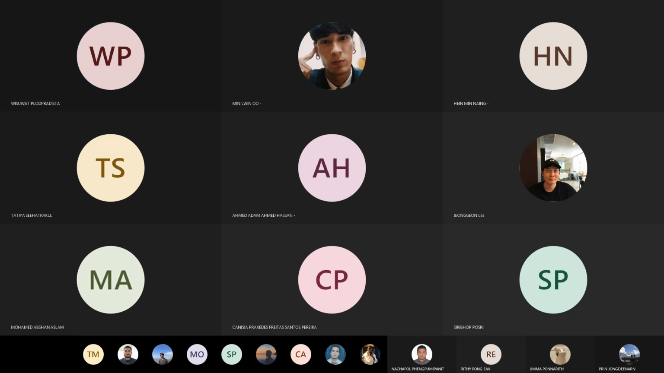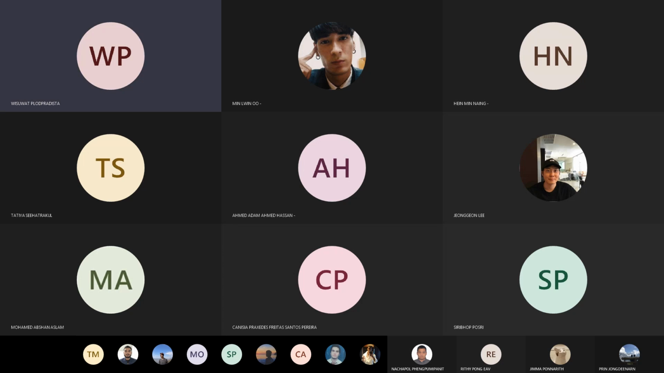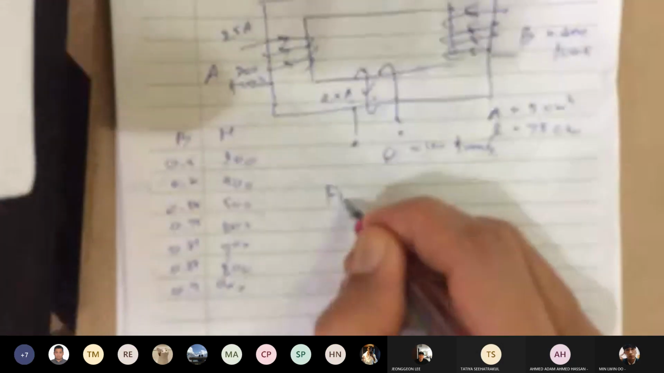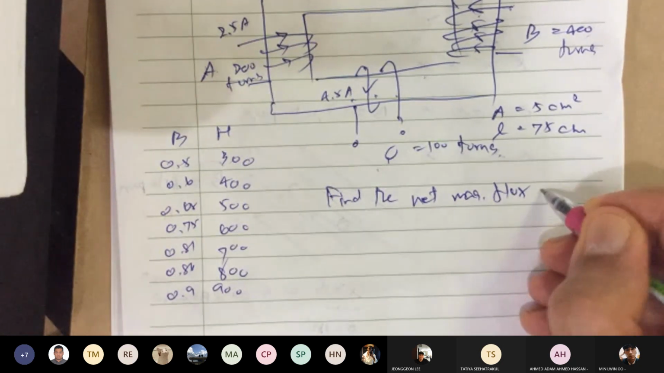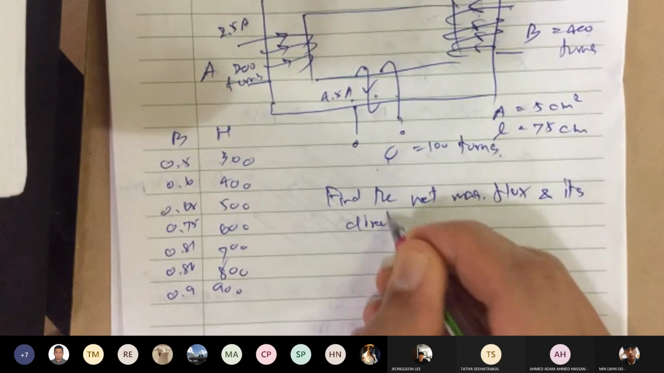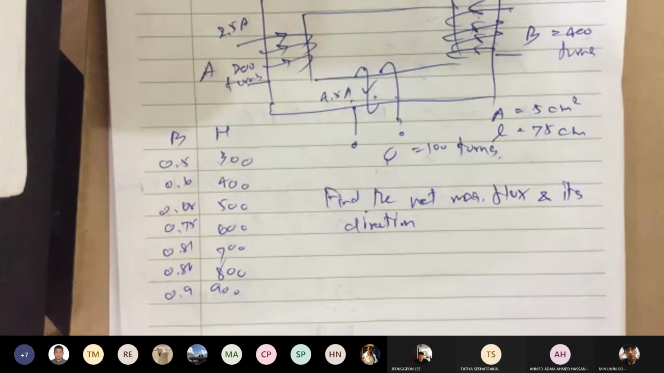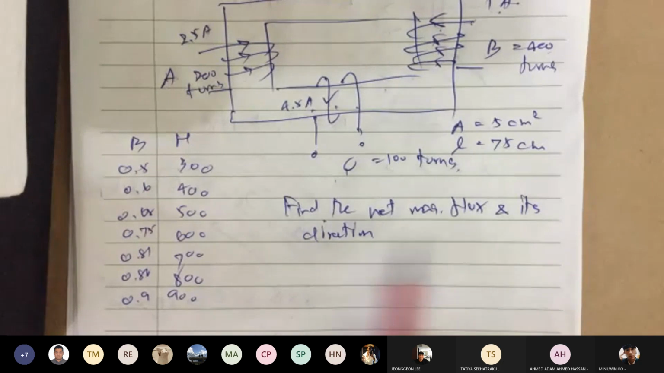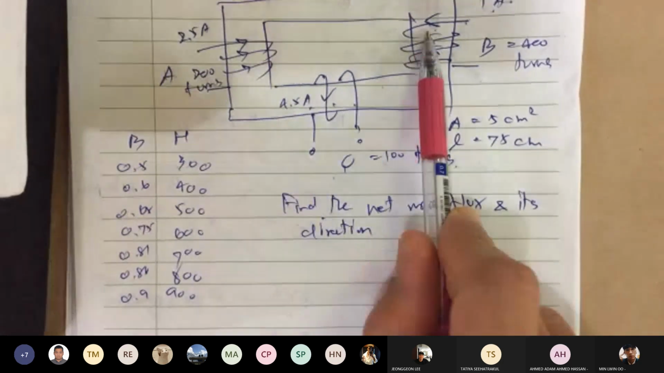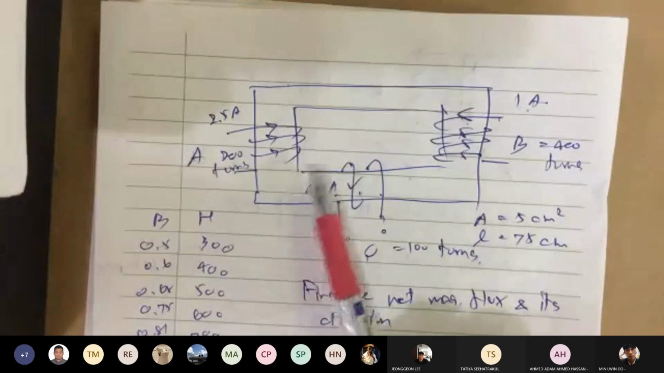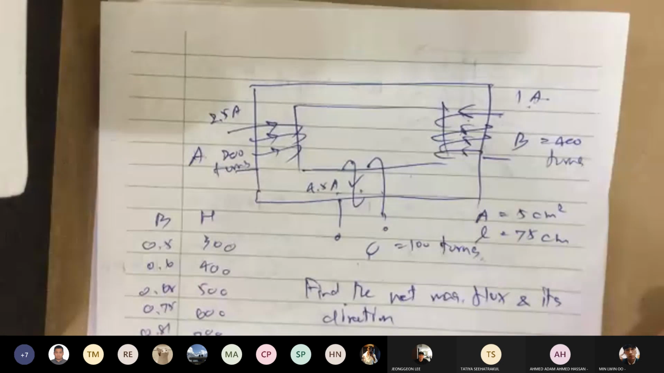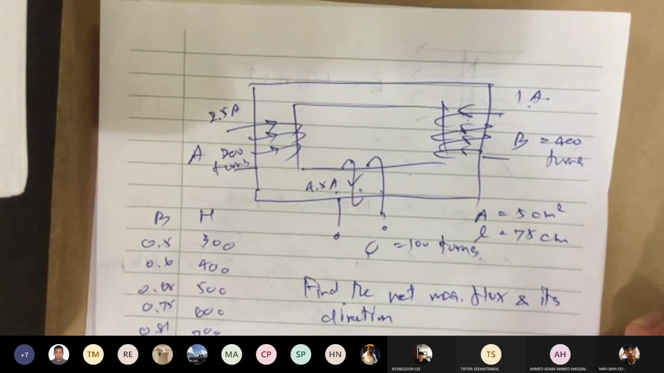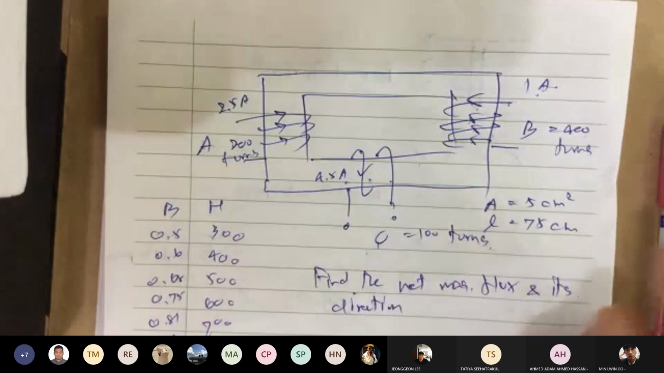Okay. I'm going to find the net magnetic flux and its direction. Okay, so what does this mean? It means that each one would produce its own magnetic flux, but all three are doing it at the same time, so the net would be the sum of the three. Okay, so start with finding out the directions of each one.